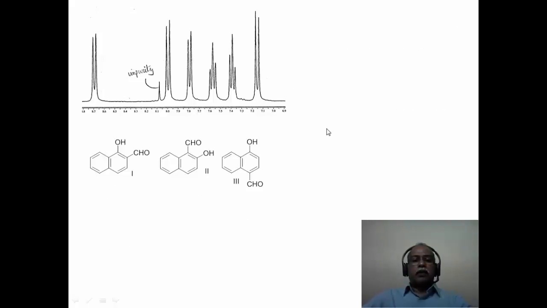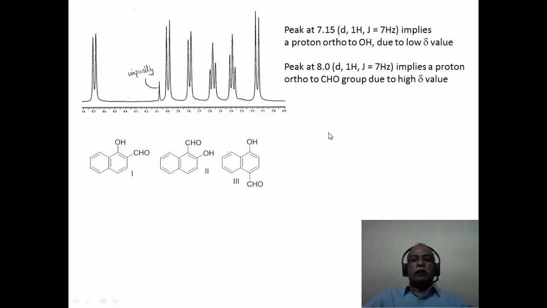Now if you start to analyze this, the peak at 7.15, which is this doublet here with 7 Hertz coupling, implies there is a proton ortho to OH, because this is a very low chemical shift value. Benzene is around 7.3. When you attach a hydroxy functional group, the phenolic compound's proton NMR would be less than that, coming around 7.1, 7.15 ppm. So this must be ortho to the hydroxy functional group. One can, for example, rule out this structure because it doesn't have any ortho hydrogen adjacent to the hydroxy functional group. So compound 1 can be ruled out.